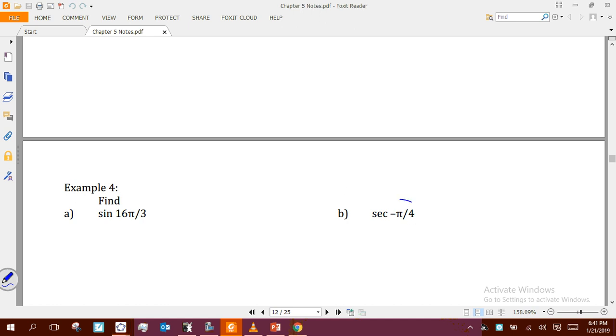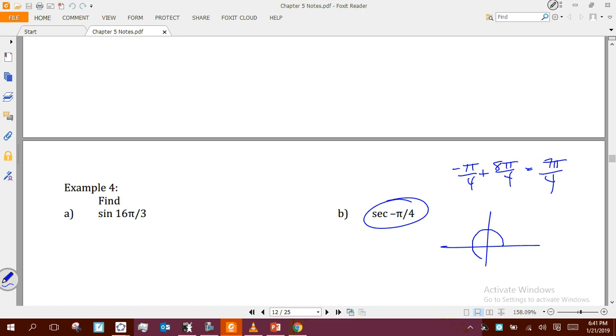Some people don't like dealing with a negative pi over 4. What you can do is take negative pi over 4 and add to it 2 pi, which would be 8 pi over 4, and that gives 7 pi over 4. So then you can say, okay, well, 7 pi over 4 would be about right there. And now the question is, how many radians in this case do I need to take that back up to become that axis? Your theta bar would be pi over 4, yeah.